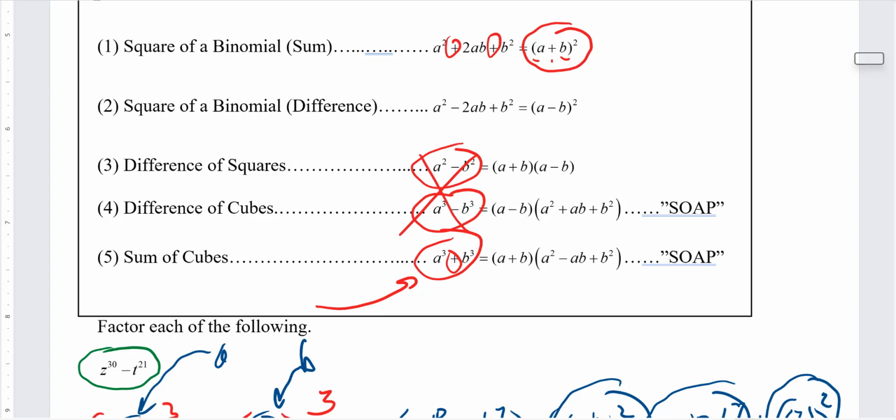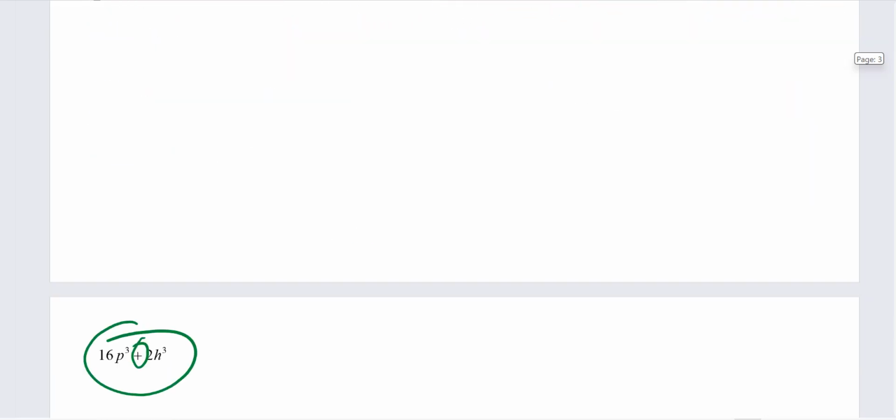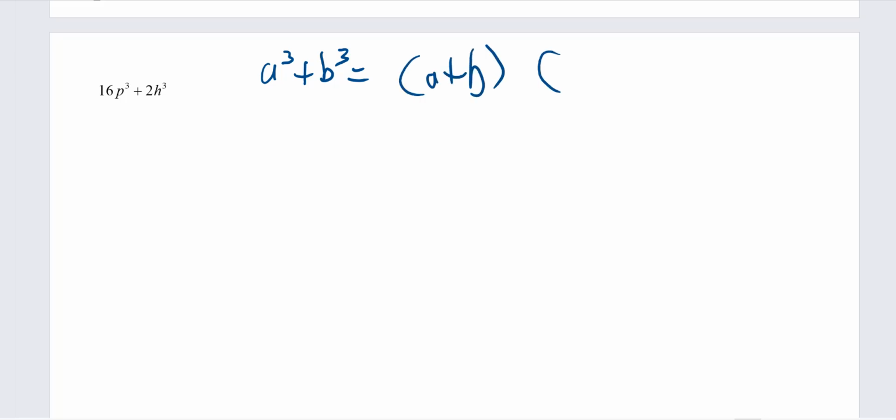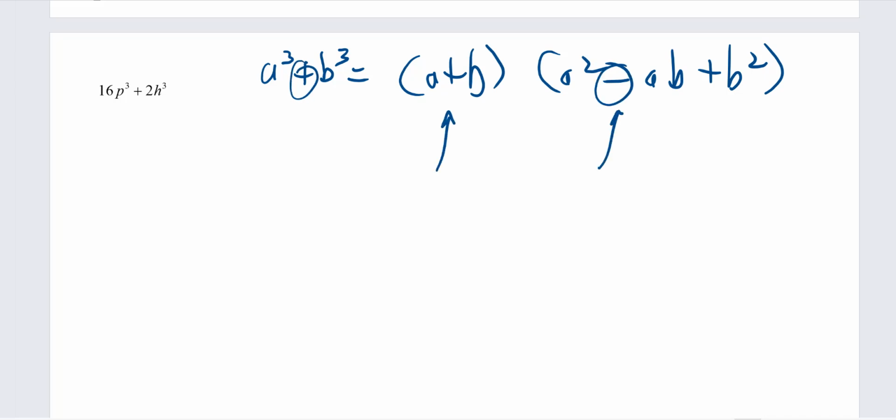And notice the problem we have right now has a plus in it. Since it has a plus in it, we're going to use that formula. We're going to use the formula for a cube plus a cube, factoring as a plus b times a squared minus ab plus b squared. This is your SOAP formula. That one is the same as that. That one is the opposite of that. And that one will always be a plus sign. So there's the formula, which you do need to memorize.